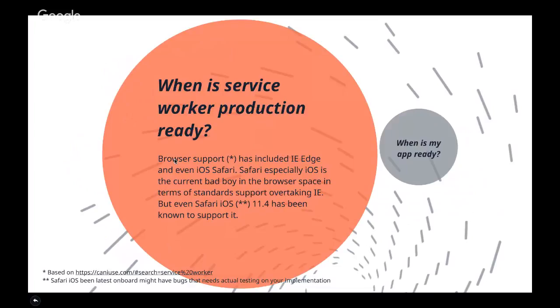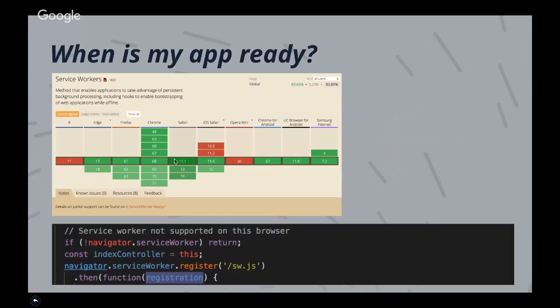So when is Service Worker production ready? Looking at caniuse.com, even iOS Safari is supporting it now. So basically, Service Worker is everywhere. Although iOS Safari has it, it still has bugs because it's still new to iOS. And this is the chart that I got from caniuse.com. As for when my app is ready, I would say it's ready as of now.